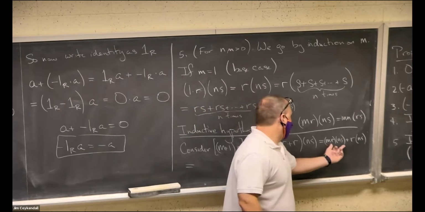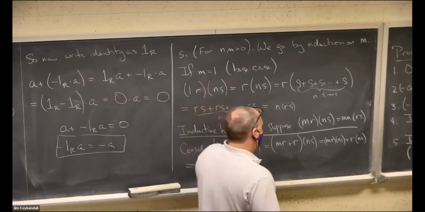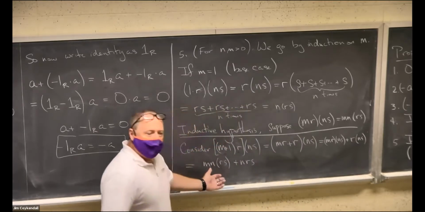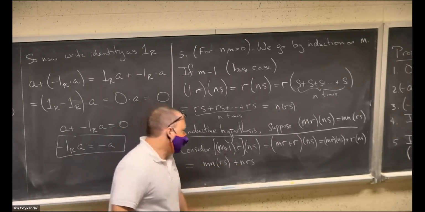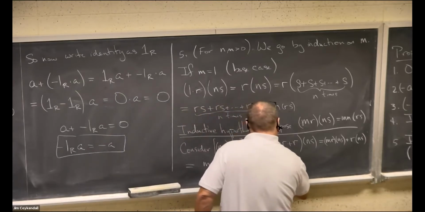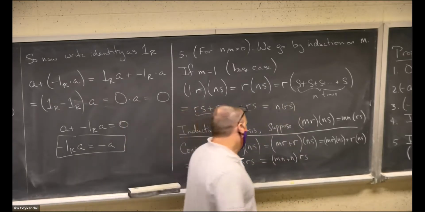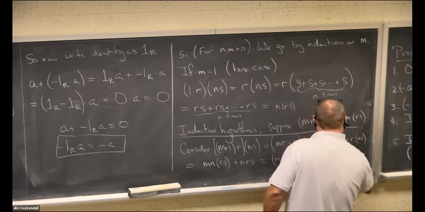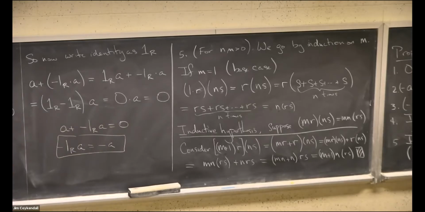Well, and we also know that (mn)rs is m(nrs). And we know also that this is nrs by the above. So what does this mean? This means I add rs to itself mn times and then another n times. So that's adding rs to itself mn plus n times, which is (m plus 1) times n rs. Done by induction. Okay. Any questions?